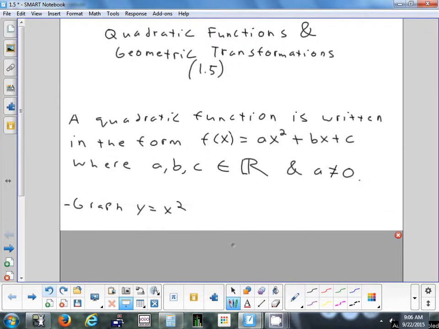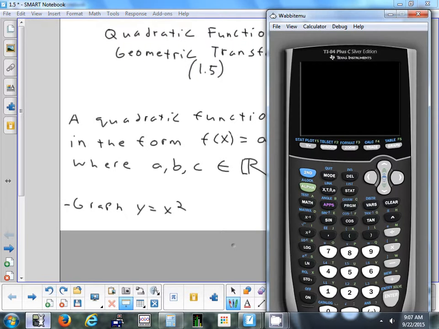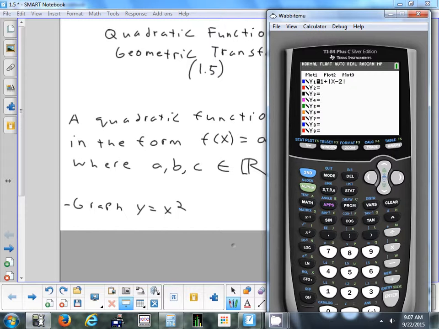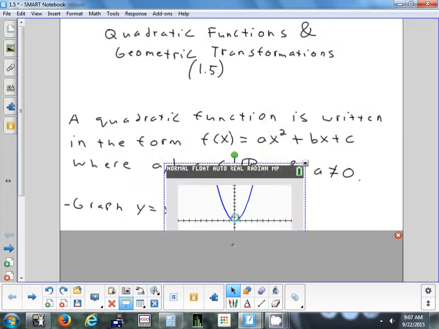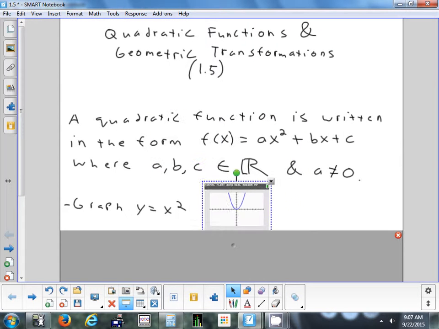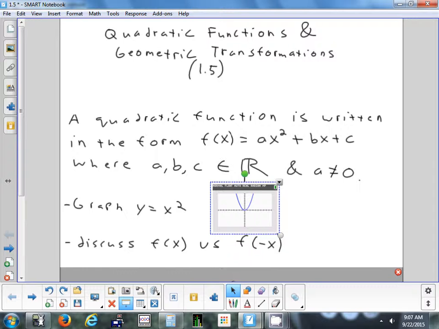The simplest quadratic function you can have is y equals x squared. Does anybody remember what that shape looks like? It's like a U shape, with its minimum right at the origin. Sometimes this is called the parent quadratic function because all other quadratics come from this one. That's the most basic one you can have. There's your graph. So that's the graph of y equals x squared.